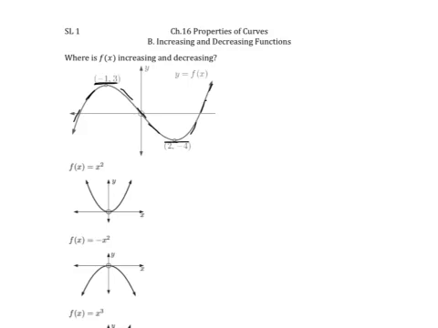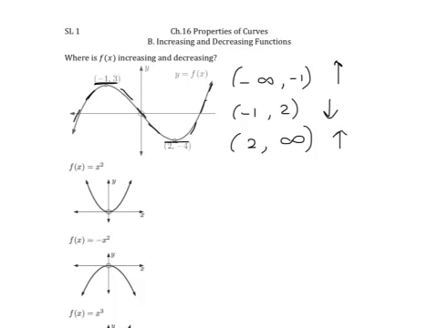So from -infinity to -1, but not including -1 because it has a slope of 0, so it's neither increasing or decreasing. But in this interval, slope is increasing. From -1 to 2, again not including the 2, slope will be decreasing. And from 2 to infinity, slope is going to be increasing.